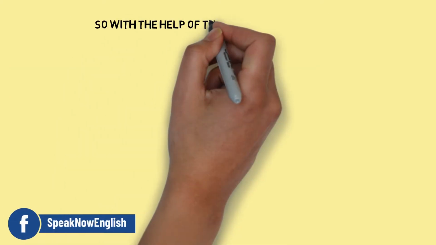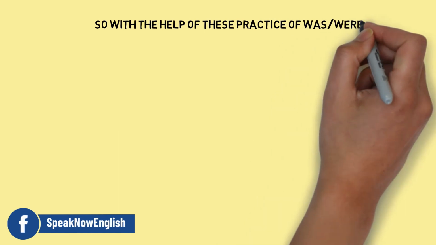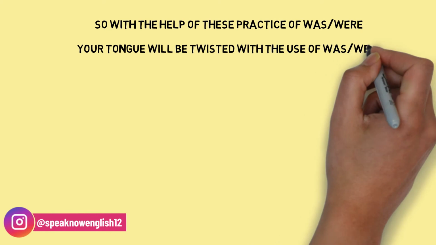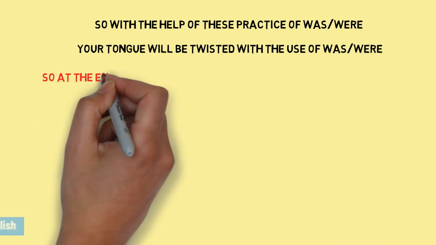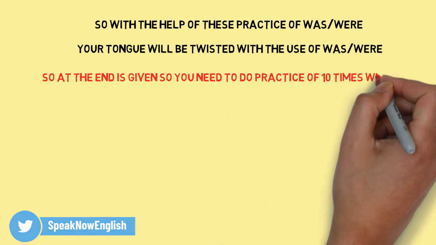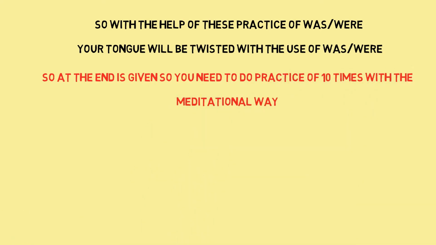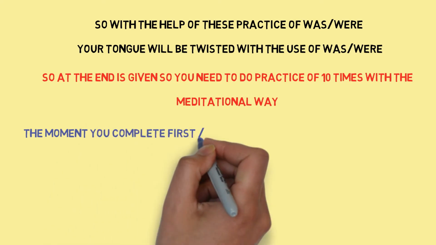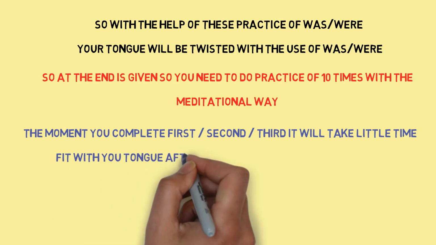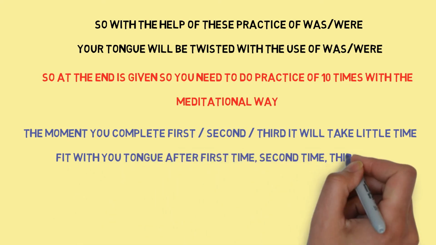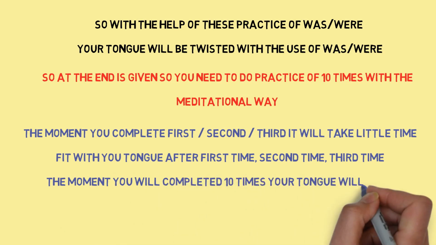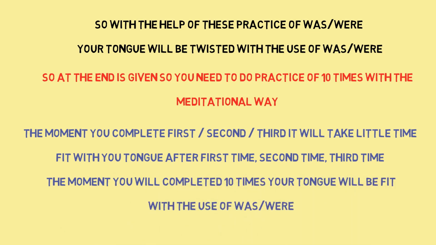So with the help of this practice of was, were, your tongue will be twisted with the use of was, were. At the end, it is given that you need to do the practice 10 times with the meditational way. The moment you complete the first, second, third, it will take a little time to fit with your tongue. But after the first time, second time, third time, the moment you complete 10 times, your tongue will be fit with the use of was, were.